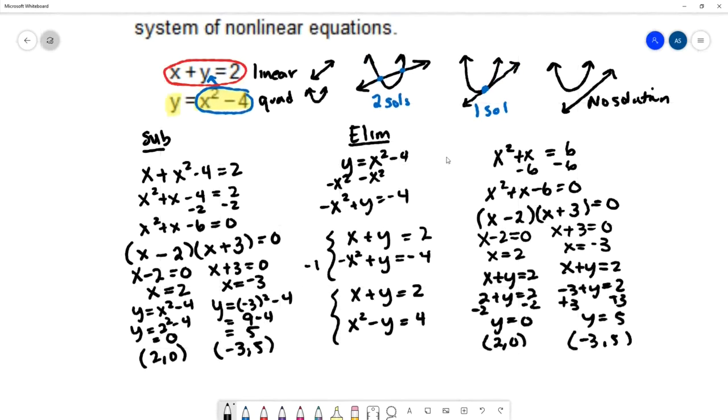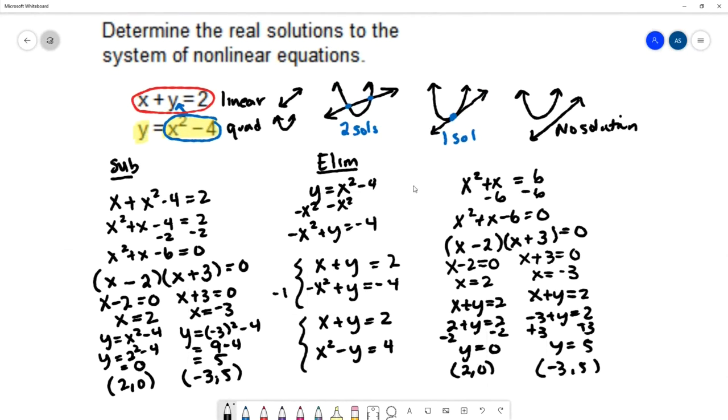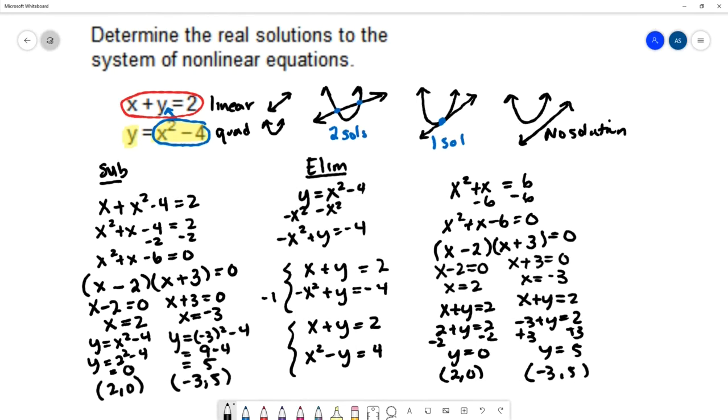I'm just going to zoom out so you can see the whole problem again. So we've got our solutions to the system being 2, 0, and -3, 5.